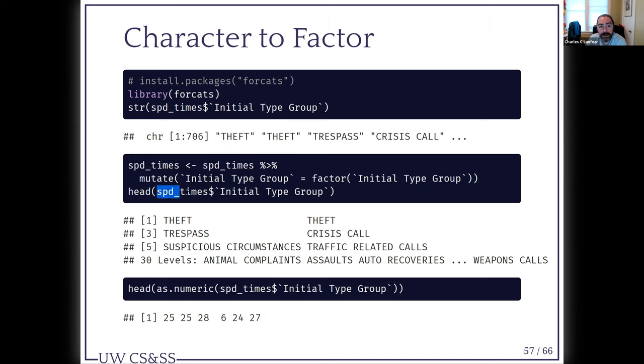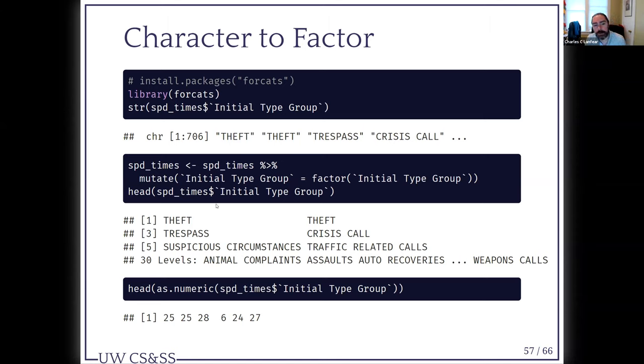If I get the head of SPD initial type group, the data are now a factor, and instead of being quoted, it shows their labels like theft, trespass, crisis call, and also says there are 30 different levels. That is, there are 30 unique values of initial type group, and their levels are things like animal complaints, assaults, auto recoveries, all the way to weapon calls at the end. Okay? If I convert SPD times initial type group to numeric, you'll see its values are actually things like 25, which corresponds to theft being level 25, level 28 is trespassing, level 6 is crisis call, level 24 is suspicious circumstances, and so on. Okay? Factors have an underlying numeric level.